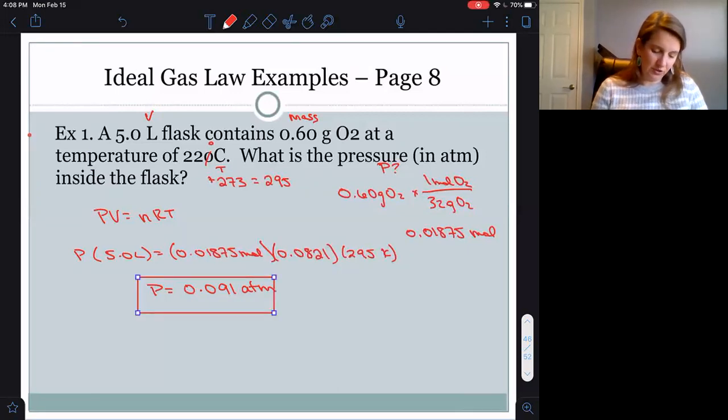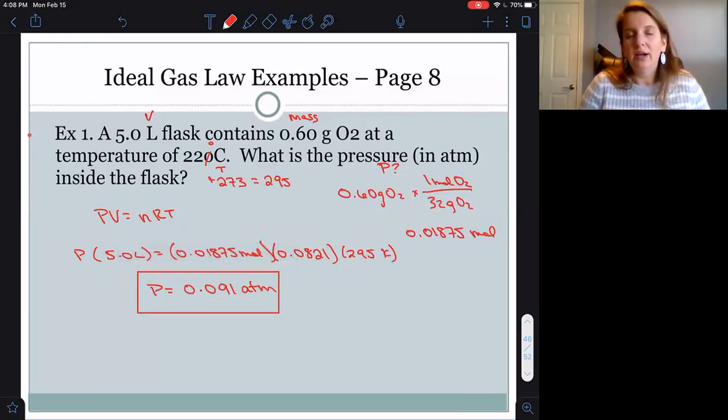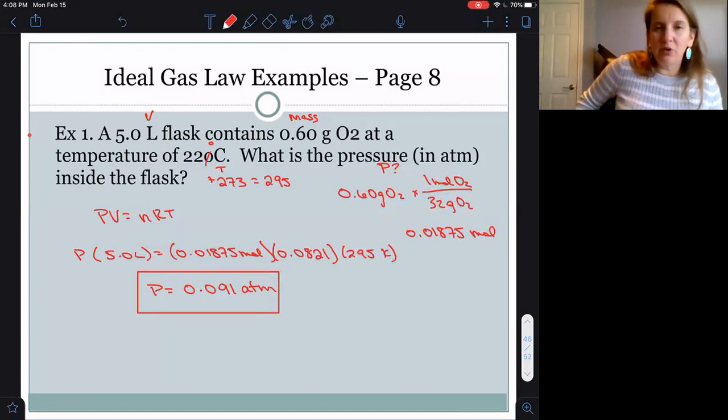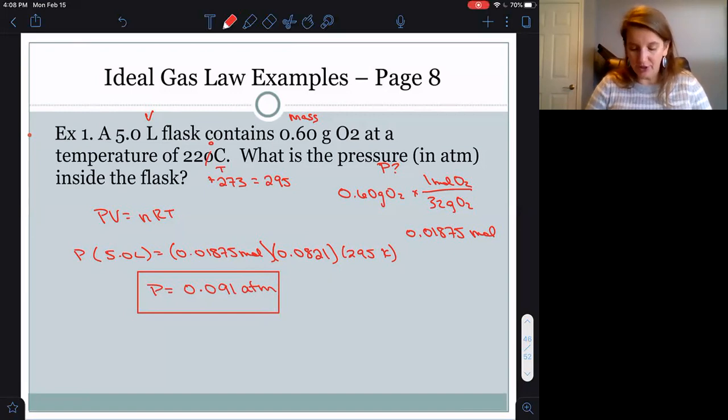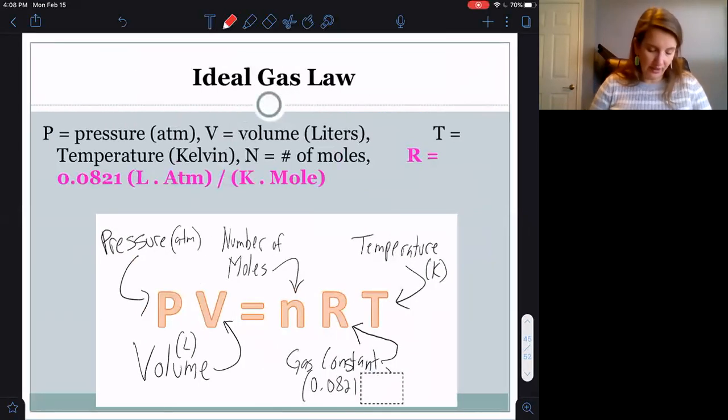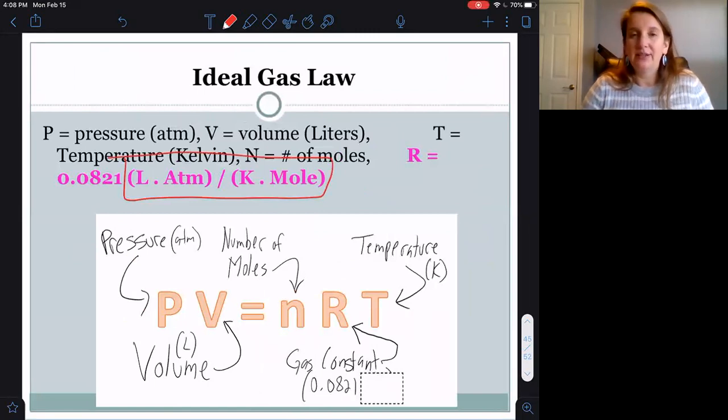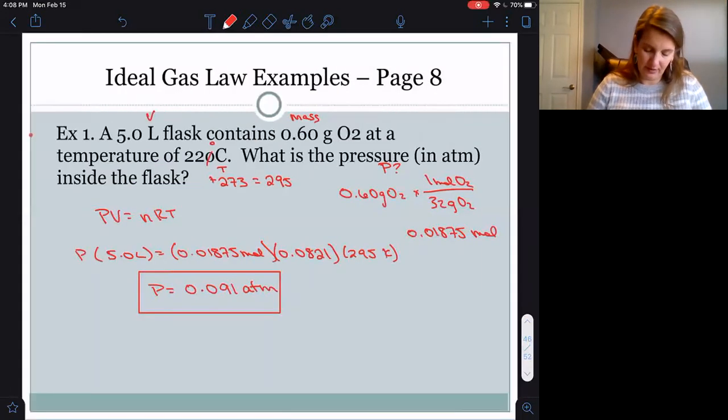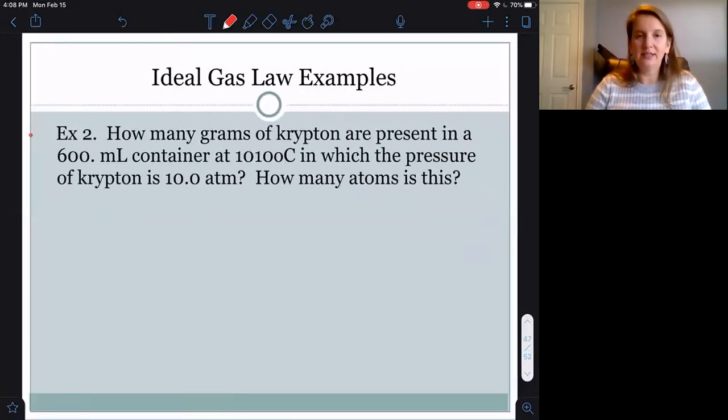And if you ever have questions about the units for PV equals nRT and what you're solving for, look at the back of your periodic table. These units are listed there with your gas law constant, and it can tell you what units you would have for volume, temperature, and pressure. So let's look at the next example here.